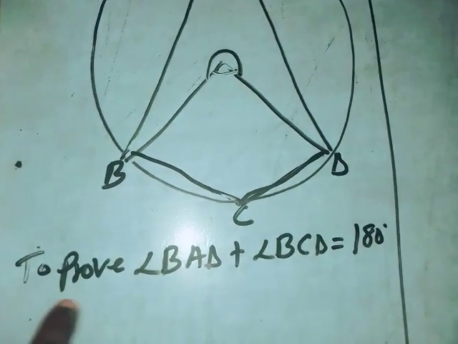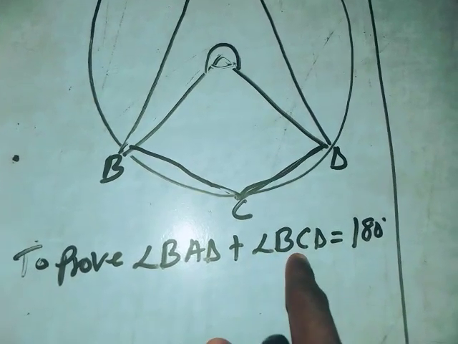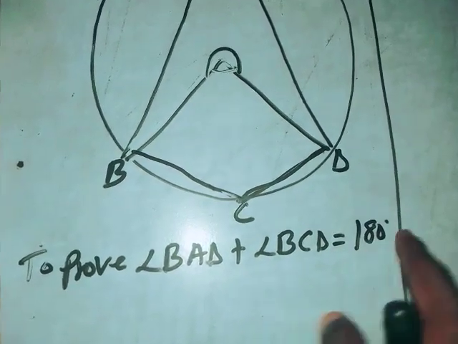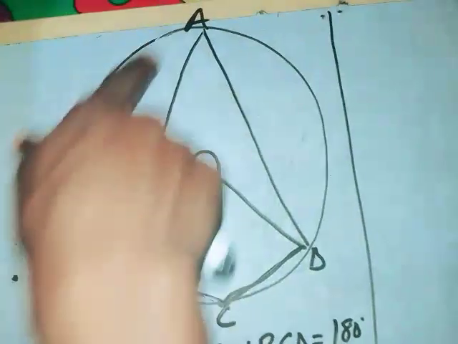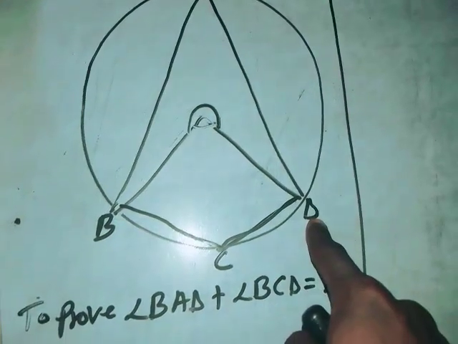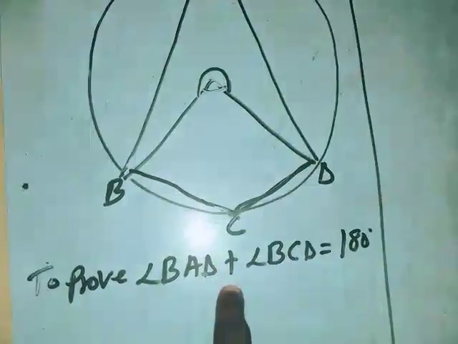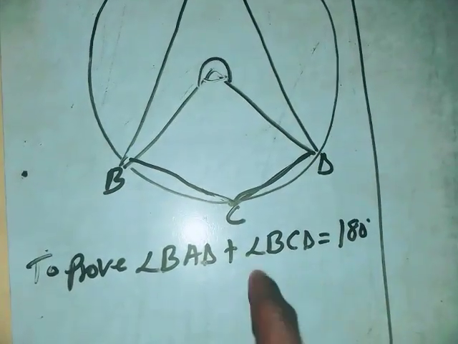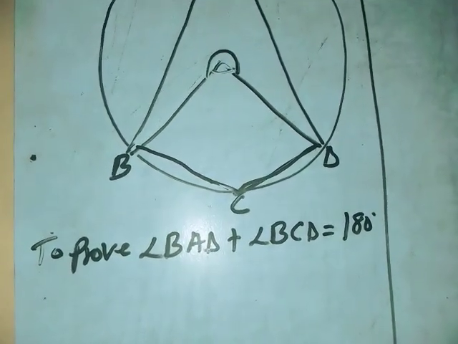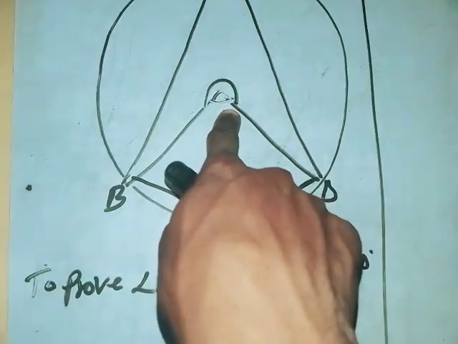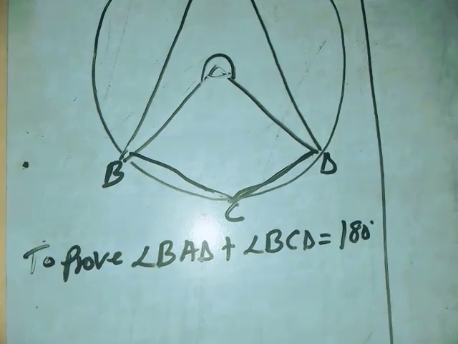So to prove that angle BAD plus angle BCD is equal to 180 degrees, this angle plus this angle is 180 degrees. That is what to show and to prove. So let's do a construction. I have already constructed this. This is my center, which is O. So let's prove by lettering the figure above.